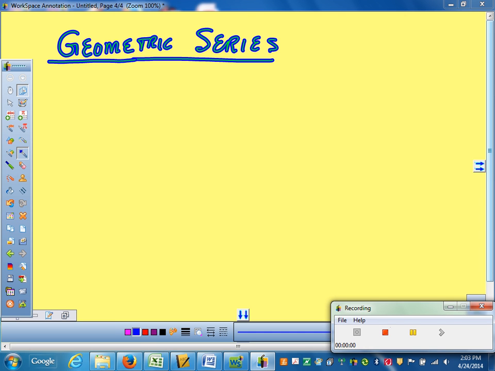Geometric series, what does that mean I want to do? I want to get the sum of the terms here going again. So we've got to come up with another formula. If you remember the other day, to show you how I got the sum formula in arithmetic, I wrote the terms in reverse order so that they all added up to the same number. This one's got a trick to it too.